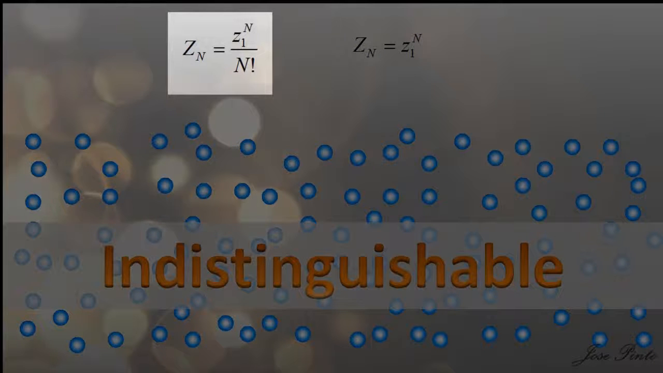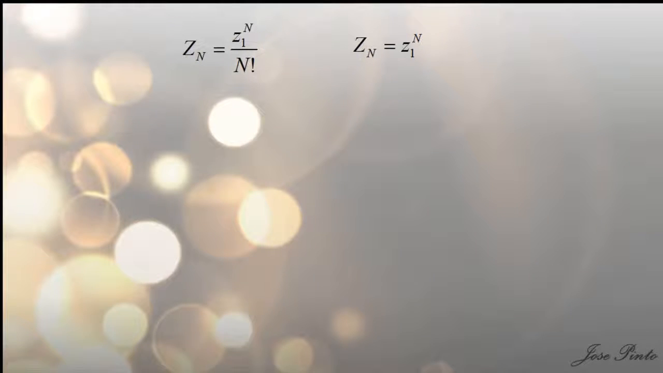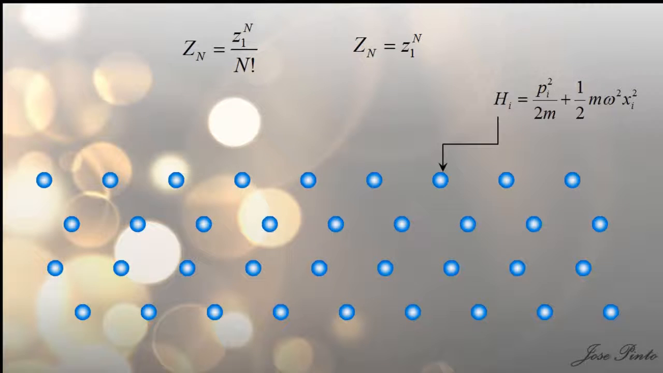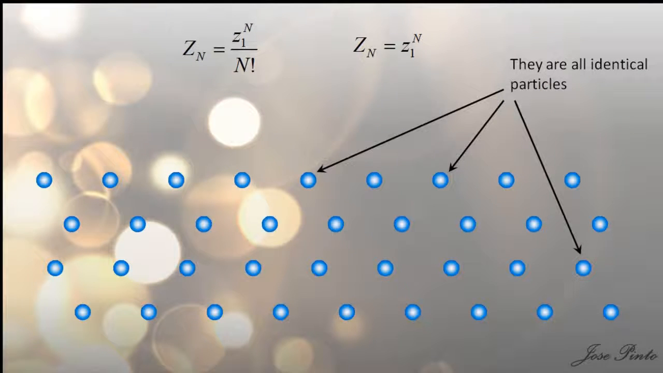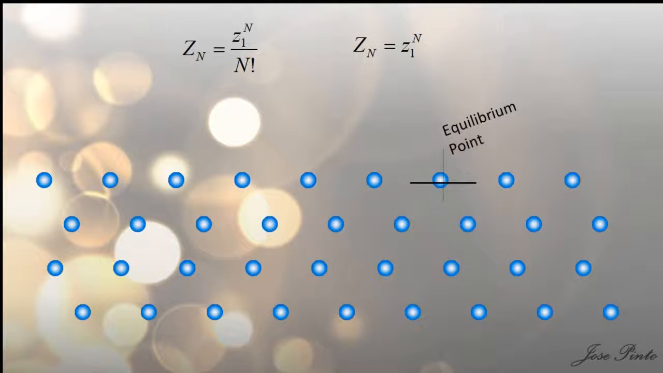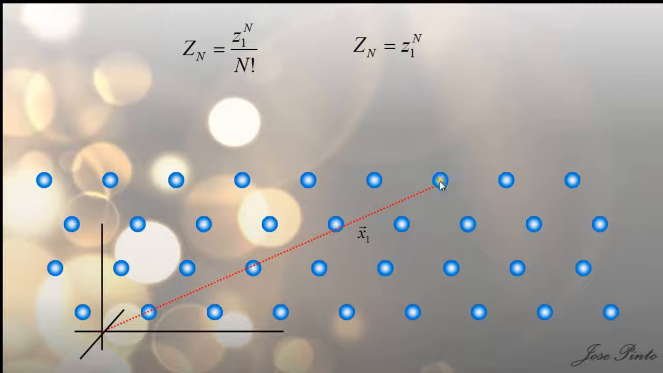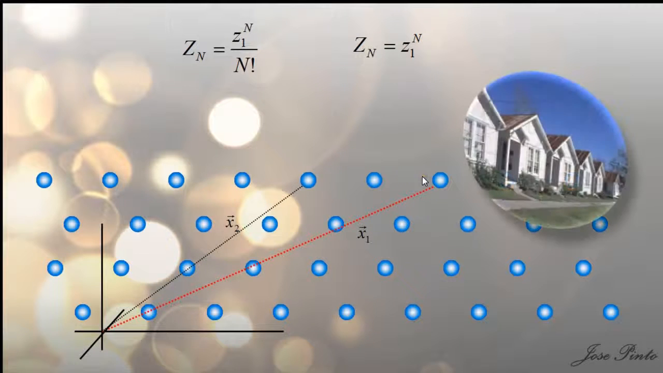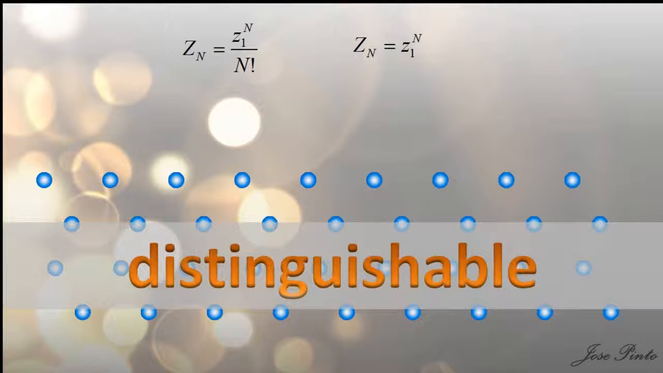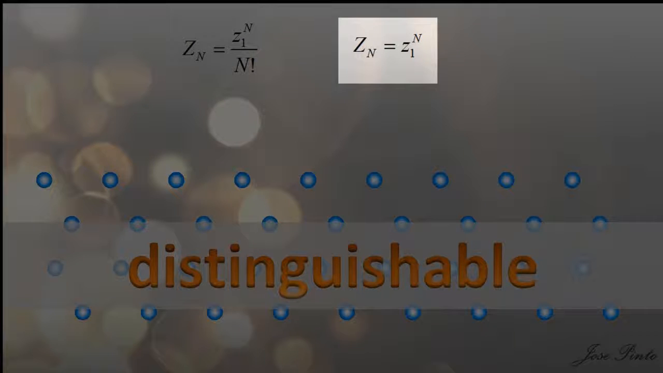Now imagine a system like a collection of harmonic oscillators. They are all identical, they do move, but they oscillate about a point of equilibrium, and this point is fixed in space. It has coordinates that do not change. They have an address, and because of this, you can tell the difference between one and another. So this system is distinguishable. For this kind of system, you use this partition function.